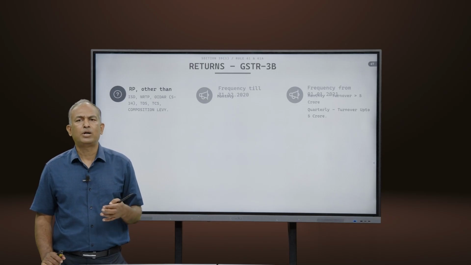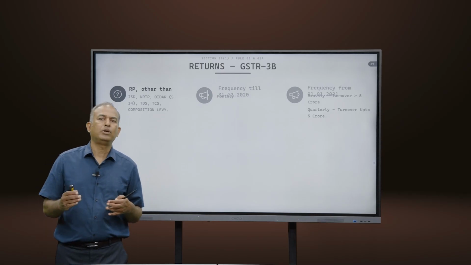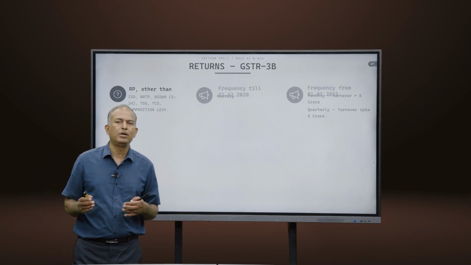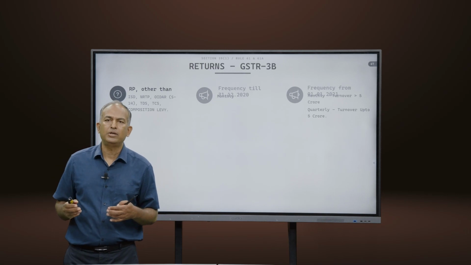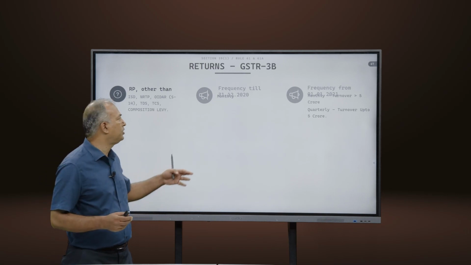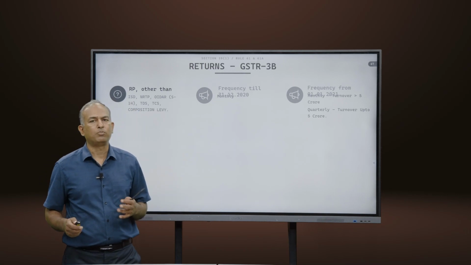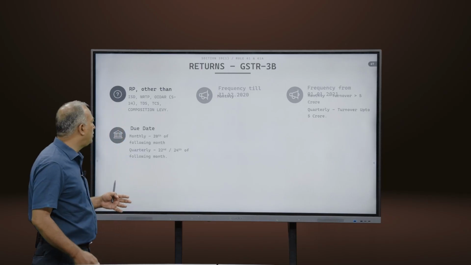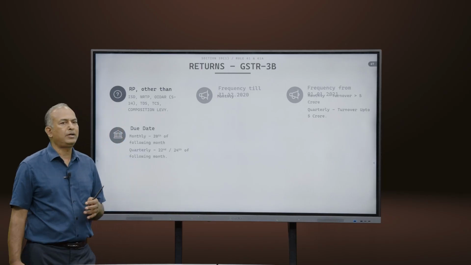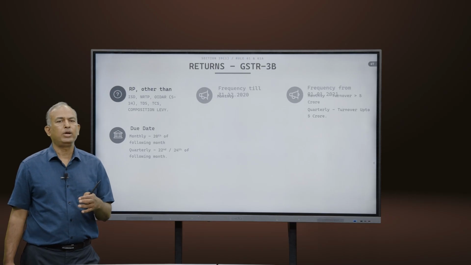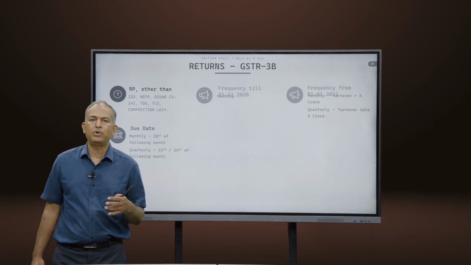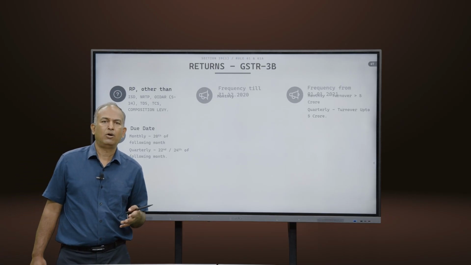From 1/1/2021, if the turnover is greater than 5 crore rupees, it is a monthly GSTR 1, monthly GSTR 3B mandatorily, and it is an option available to the registered person if he wants to file a quarterly GSTR 3B, if the turnover is up to 5 crore rupees. Now, what is the due date that is available? If it is monthly, it is 20th of the following month. So if it is for April 2025, it will be May 20th of 2025.